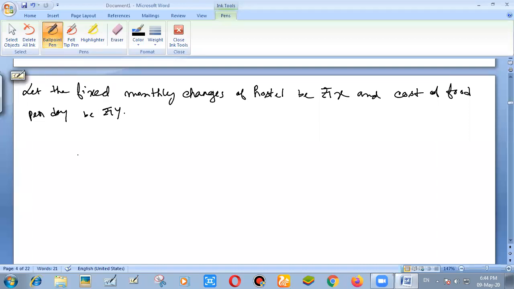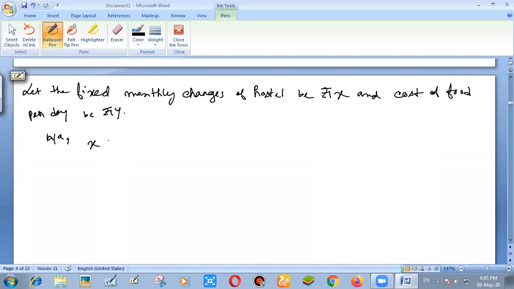Sir, yes. Now see, what is the first condition? The first condition is that suppose student A takes food for 20 days and she has to pay 1000 as hostel charge. That means you have to write down the equation in terms of rupees. Now see, whether A or B, she has to pay X, yes or no? Because this is a fixed charge, yes or no? Clear?